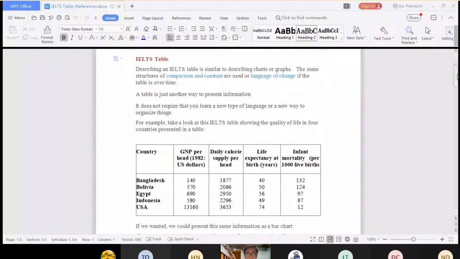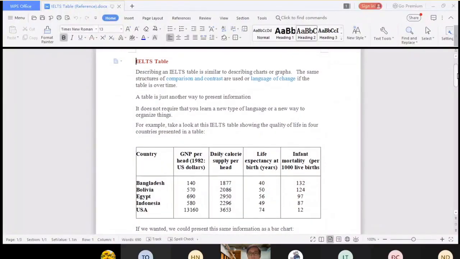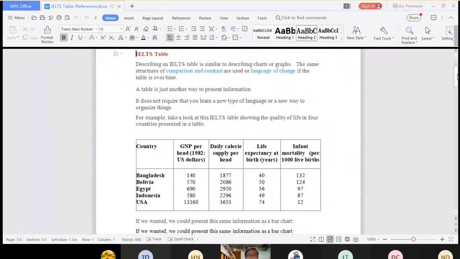Okay, so I take a look at this one. If you want, I can send you this Word document file later. Don't worry. Okay, so IELTS table.